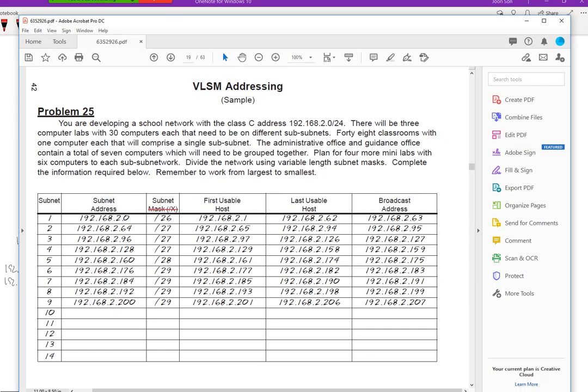And then you have to fill out the blank spaces provided. Okay, so any question?